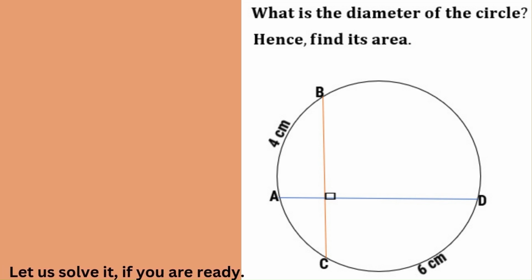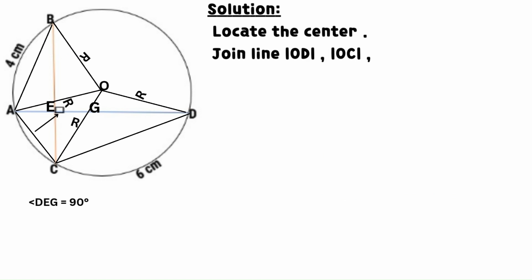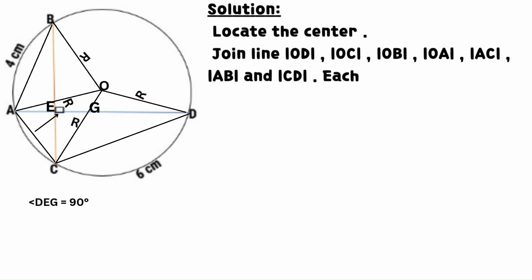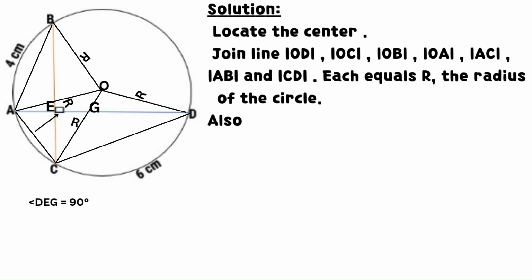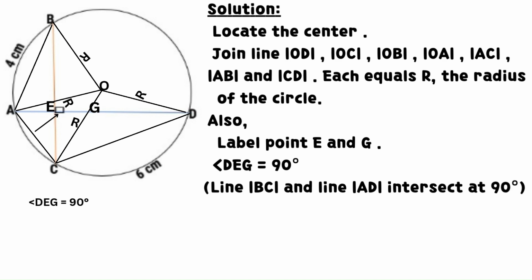Find the diameter and the area of the circle. Locate the center. Join line OD, line OC, line OB, line OA, line AC, line AB and line CD. Each equals r, the radius of the circle.